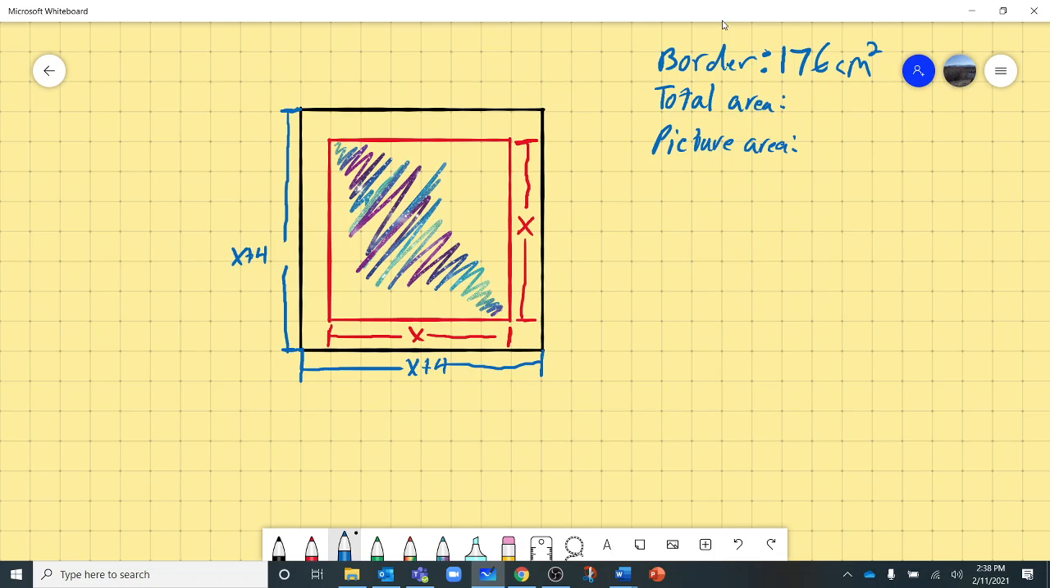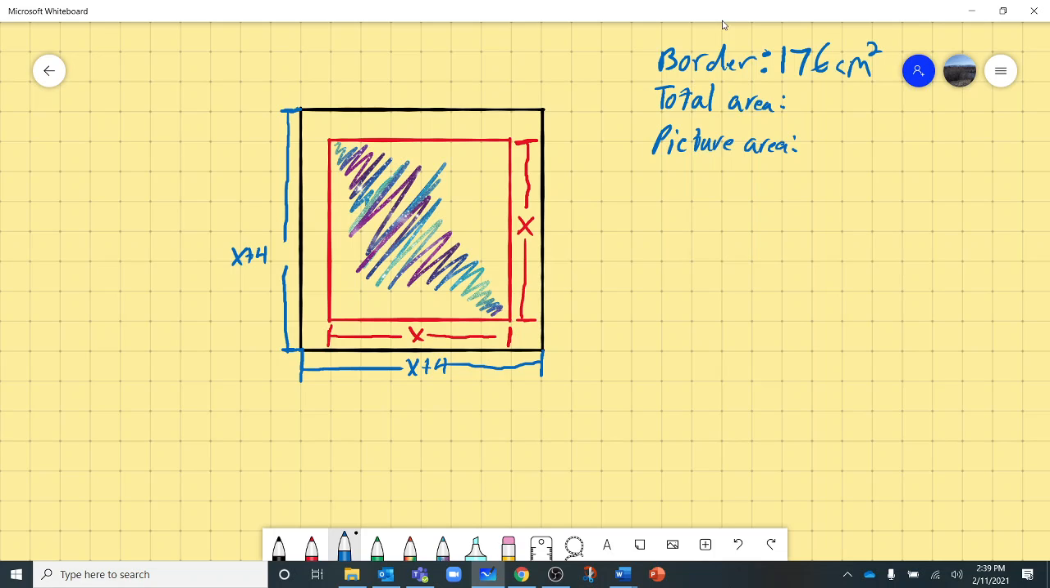All right, so let's say we were given this problem of sorts. We have a picture inside of a frame, and we know that the border, so the area of just the frame part, is 176 square centimeters. We need to figure out, based off of that, what is the area of the picture and what is the area of the whole thing.